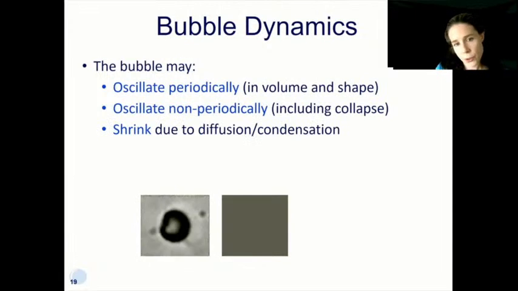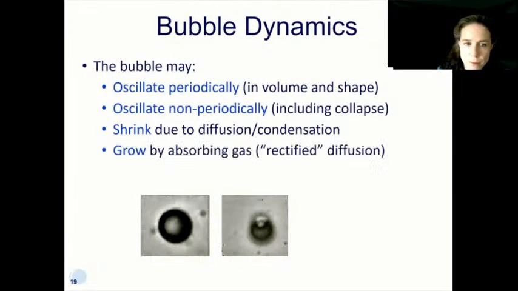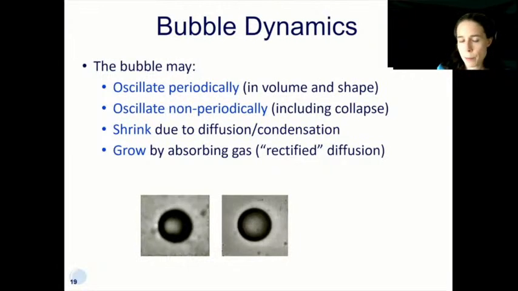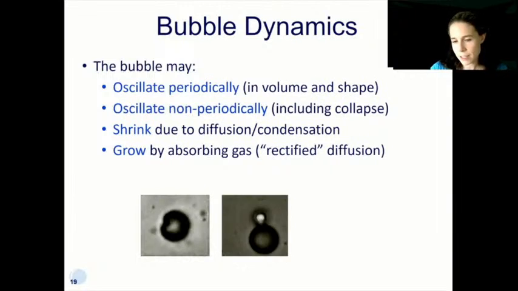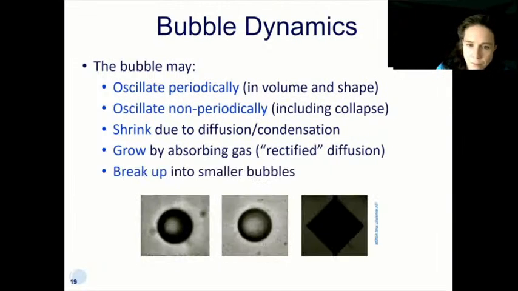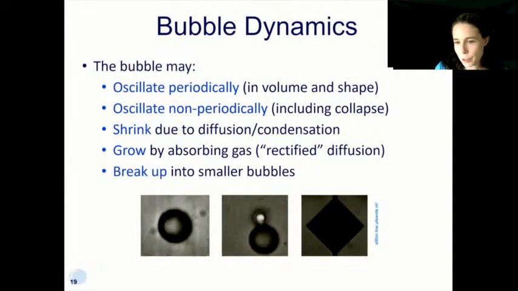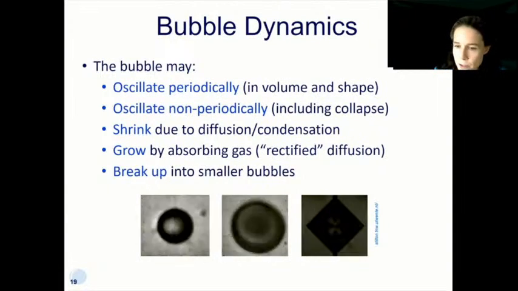Gas may start to diffuse out of the bubble, or indeed you may get vapor condensation, so the bubble can shrink. It can actually also grow, so there's a process known as rectified diffusion, whereby there's a net flux of gas into the bubble as it's oscillating, so its resting radius will expand. And if the surface becomes unstable, if the bubble is being driven very, very hard, it can collapse and fragment into lots of smaller bubbles.